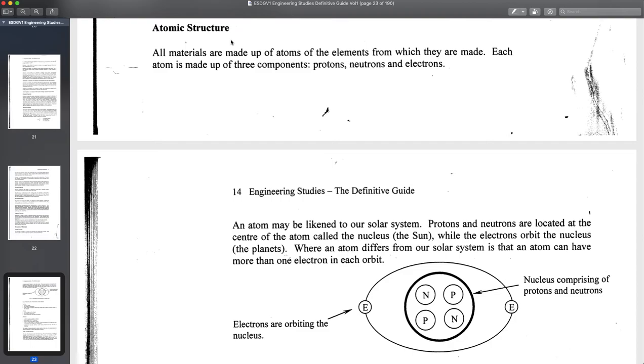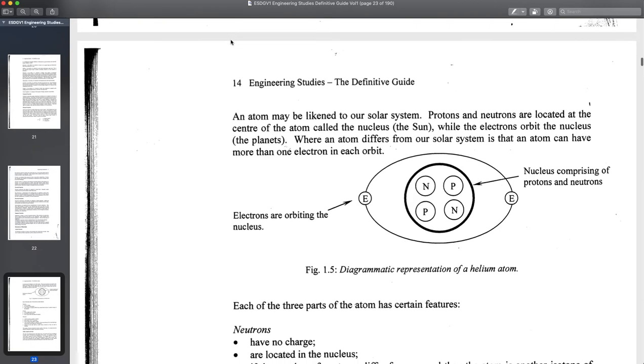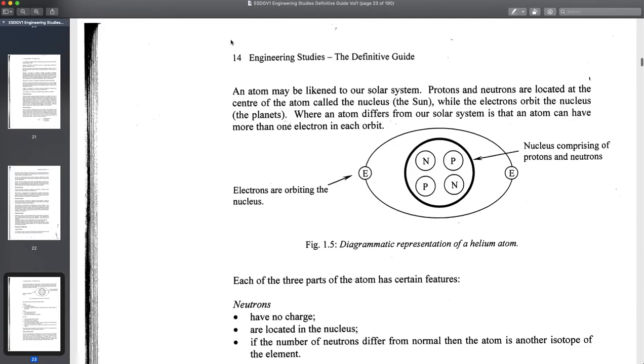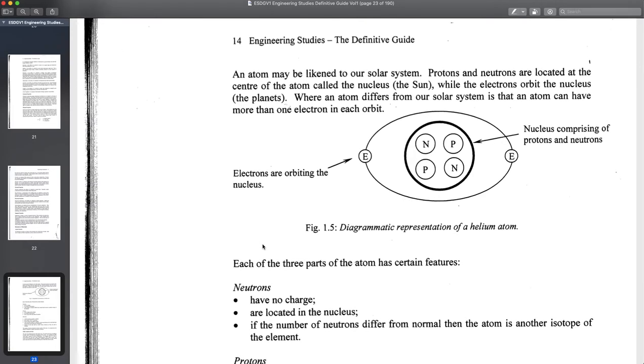Okay, the next thing we have to look at here is atomic structure. Now, I'm going to be going through this a little bit faster because I just got a phone call and I don't want to have this go on forever.